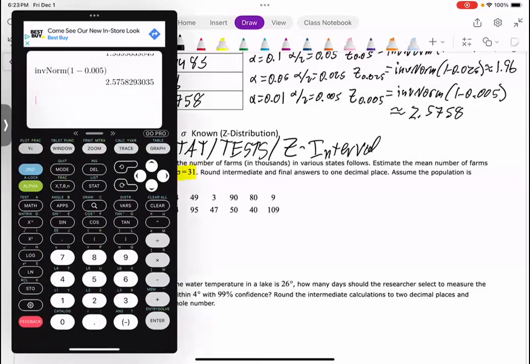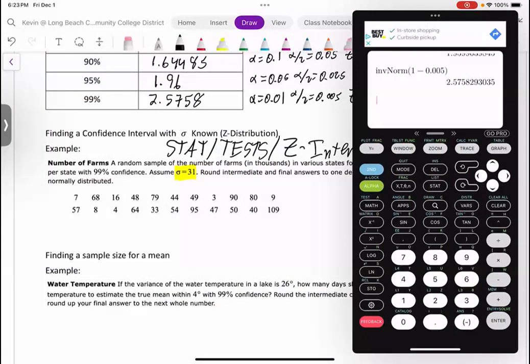So let's see. I'm going to hit stat, test at the top, and I'm going to scroll down till I get to z interval. There it is. And sigma is 31. You can see the yellow highlighted there. My data is in list 1. Frequency, just put a 1. And my C level is 99 in this case. And then we just hit go, and it spits out the answer for us.